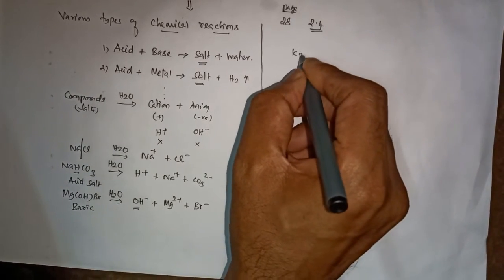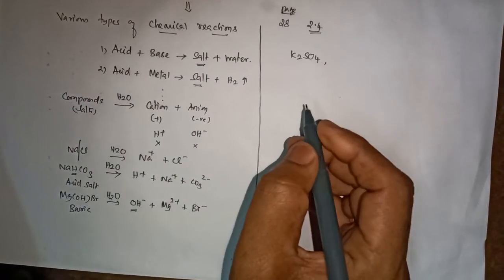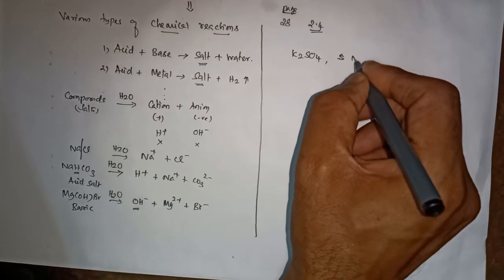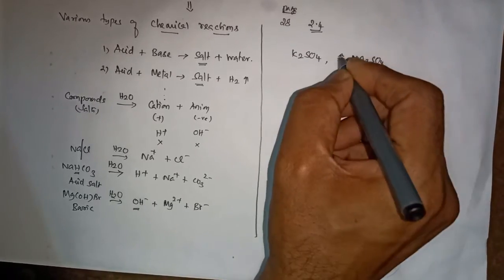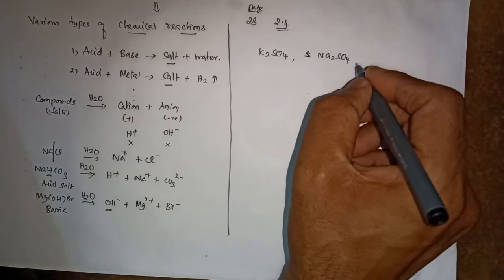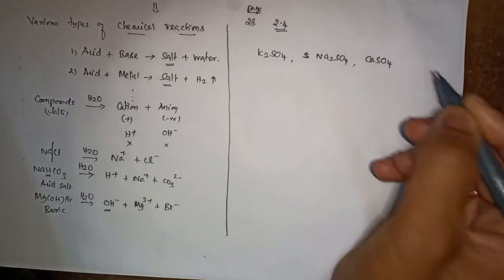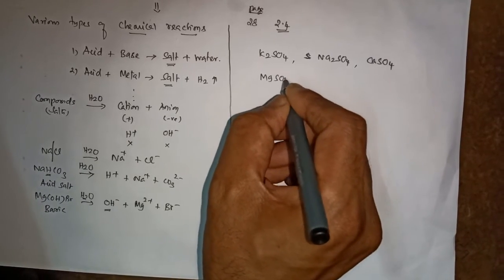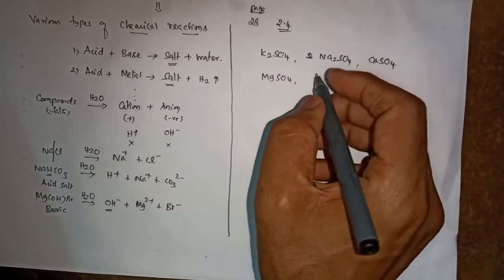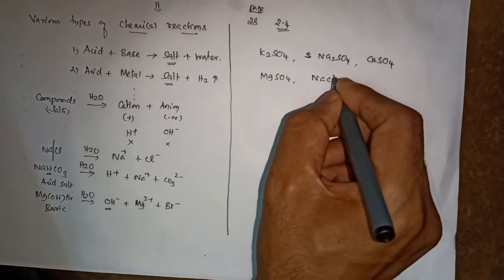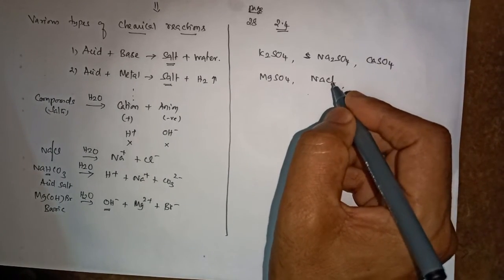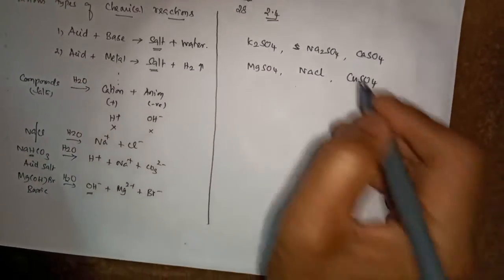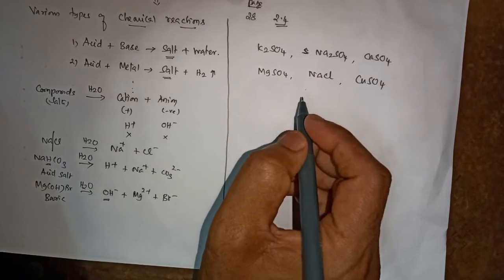Potassium sulfate, K2SO4. Sodium sulfate, Na2SO4. Calcium sulfate, CaSO4, and magnesium sulfate, MgSO4. Then we go for sodium chloride, NaCl. We go for copper sulfate, CuSO4. These are the examples for salts.